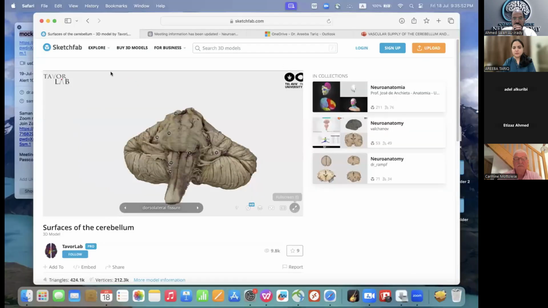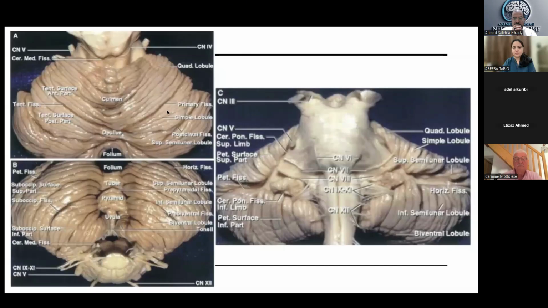So, just a very brief and simple review. As you can see, the main fissure present on this surface is the primary fissure, also known as the tentorial fissure. As the name suggests, it is near the tentorium, and it divides the tentorial surface of the cerebellar hemisphere into an anterior part and a posterior part.